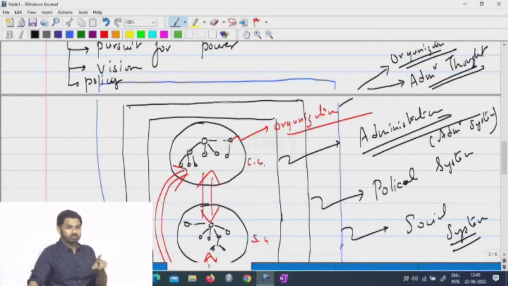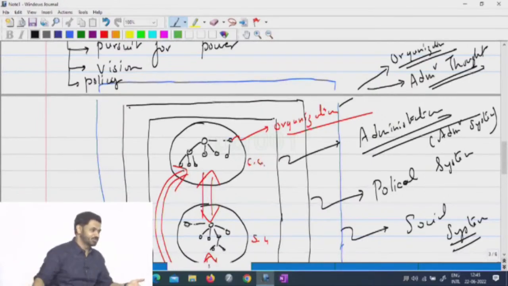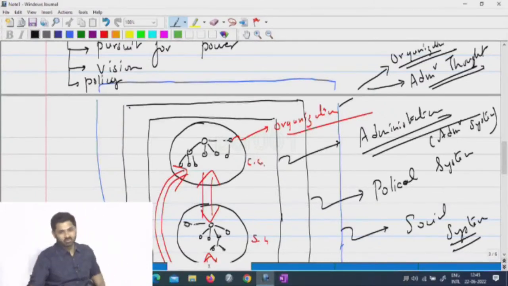Anyone here, MBA student? Anyone has done MBA? Now if you have done MBA or you look at the MBA course, these organizational thinkers are also studied in MBA. Why? Because MBA is also about management, organization. The only difference is private administration, this is public administration. So we are bringing those ideas here also. Clear? So, organization and administrative thought.